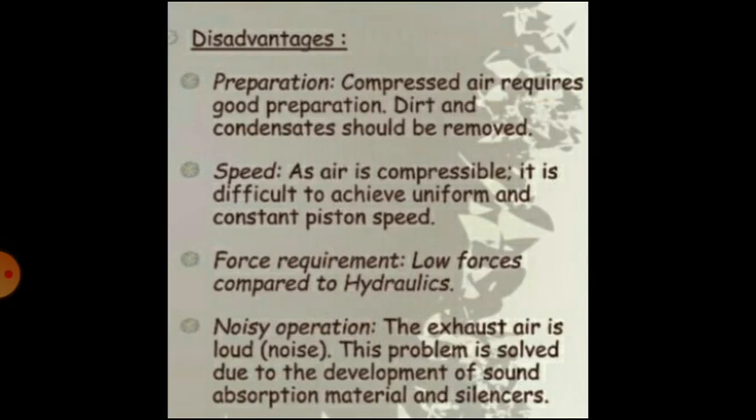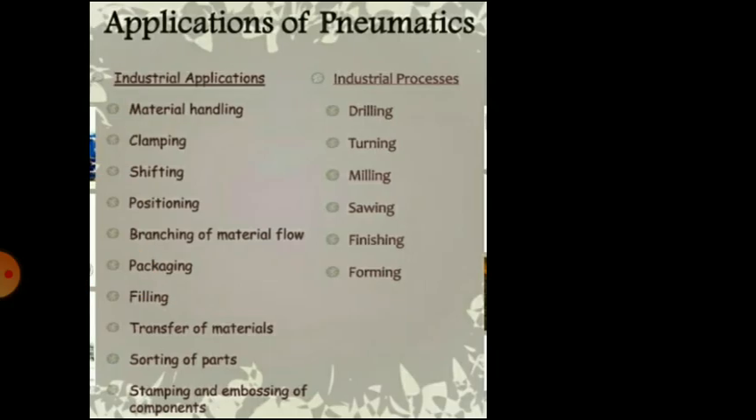Then disadvantages. The preparation: compressed air requires good preparation. Dirt and condensates should be removed. Then speed. As air is compressible, it is difficult to achieve uniform and constant piston speed. Then force requirement: low forces compared to hydraulics. And noisy operation. The exhaust air is loud, that is noise. This problem is solved due to the development of sound absorption material and silencers.